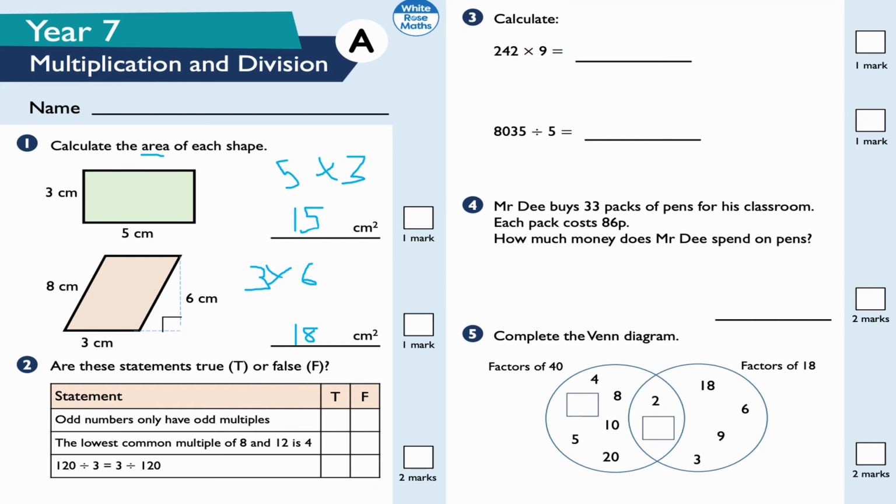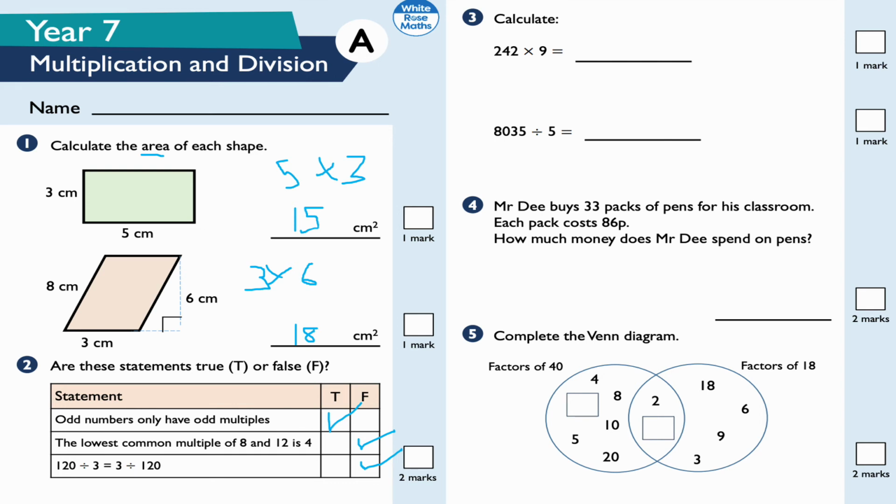Are these statements true or false? Odd numbers only have odd multiples. So that is true, yes, that's true. The lowest common multiple of 8 and 12 is 4. Well, multiple means times table, so that is actually false. 120 divided by 3 is not equal to 3 divided by 120 because division is not commutative. Okay, so that is going to be false.